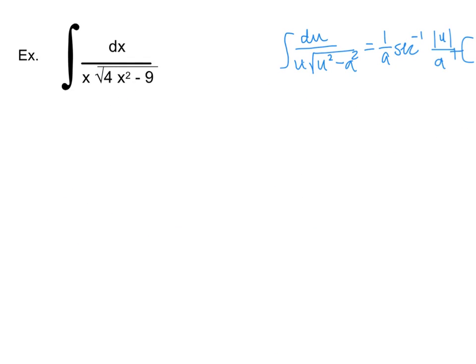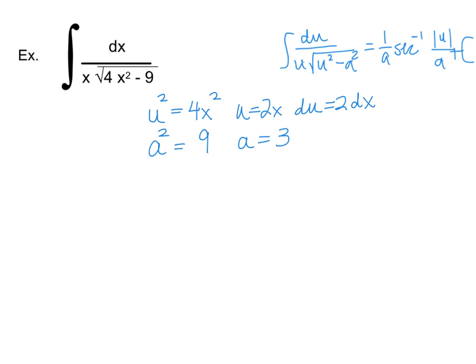So this next example looks an awful lot like arcsecant, and so you can kind of see here what it looks like. And so I'm going to go to the inside. I'm going to identify u squared. U squared is 4x squared. So u is 2x. du is 2 dx. So I've got all that done. a squared is 9. So a is 3.